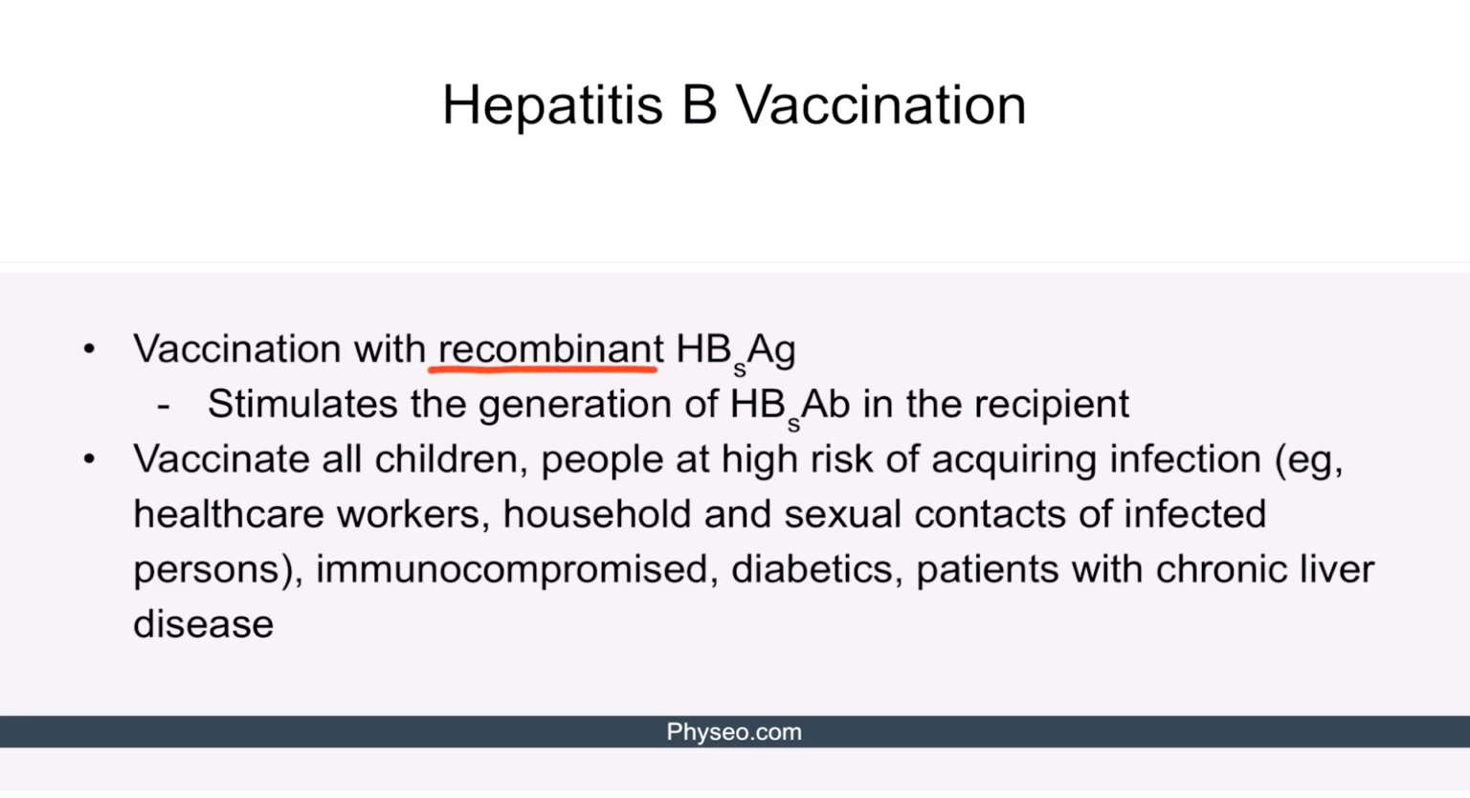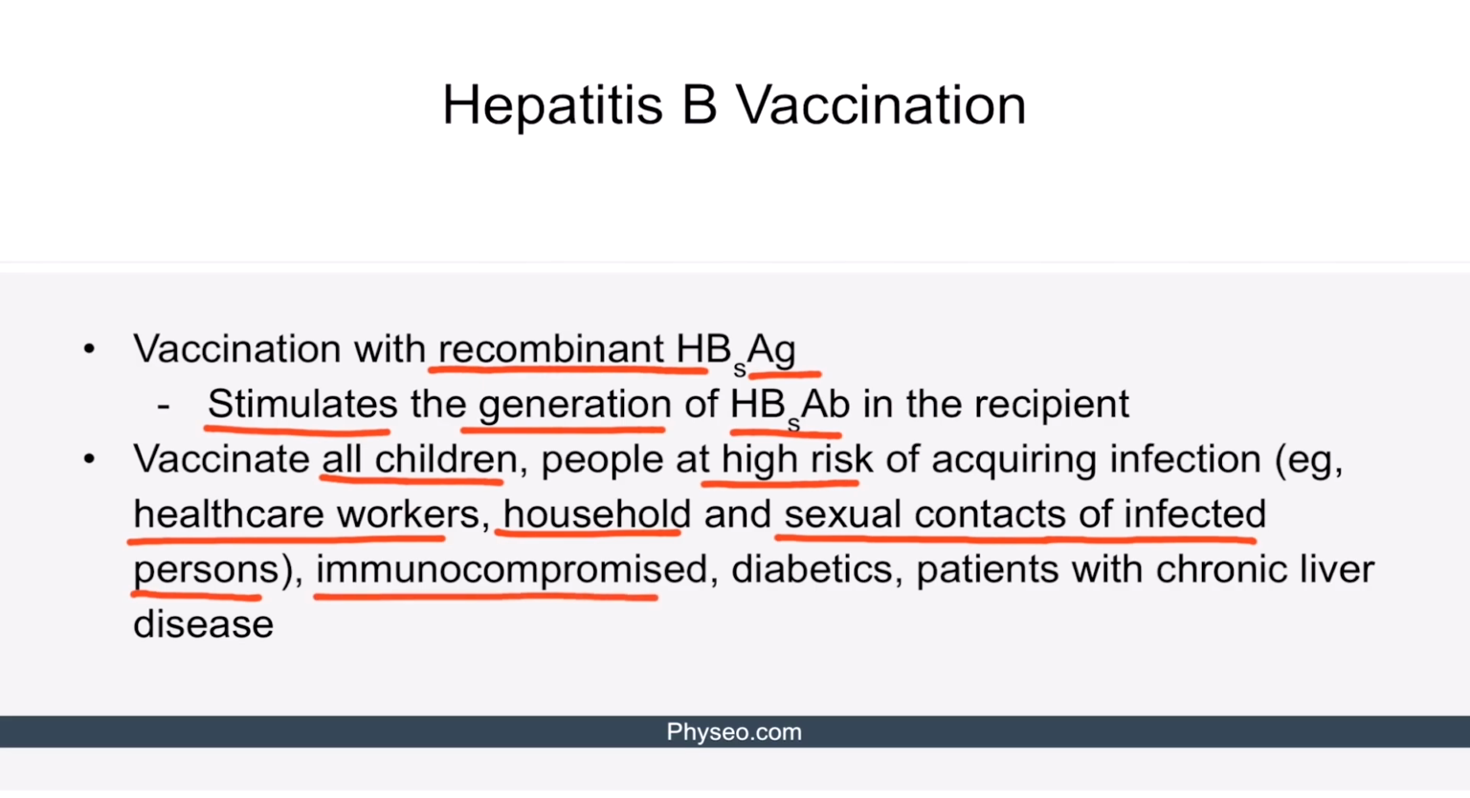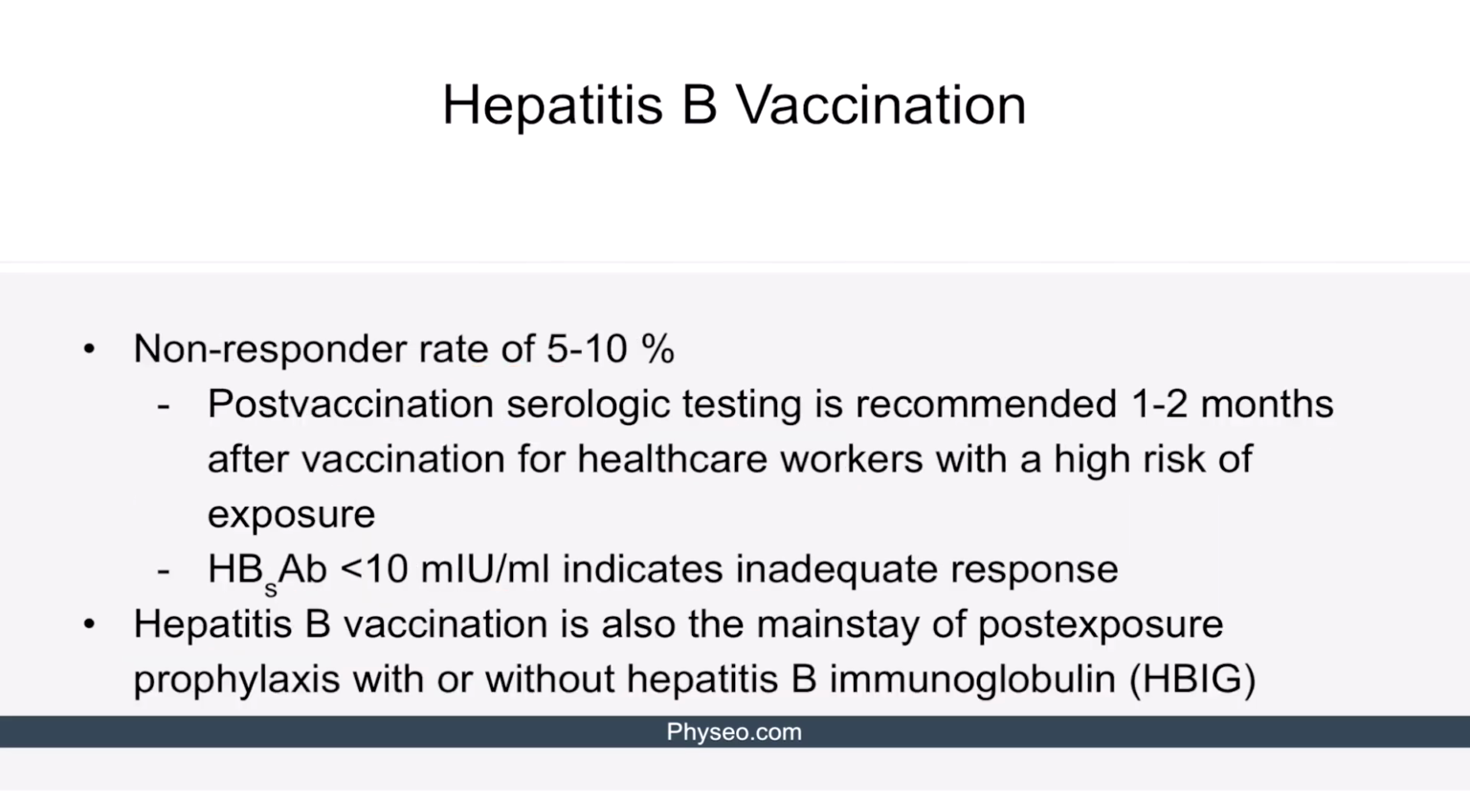Vaccination is done with recombinant HB surface antigen, which stimulates the generation of hepatitis B surface antibodies in the recipient. It's indicated routinely in all children, people at high risk of acquiring infections such as healthcare workers, and household and sexual contacts of infected people, immunocompromised patients, diabetics, and all patients with chronic liver disease. The non-responder rate is 5 to 10%.